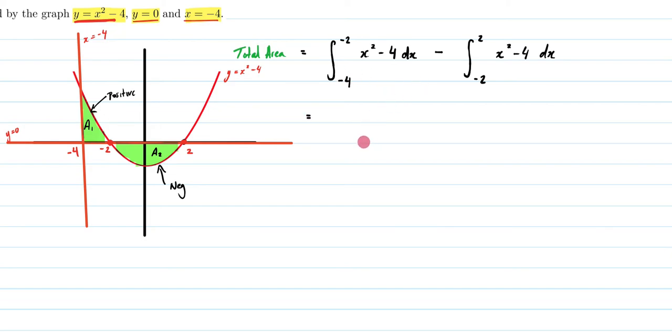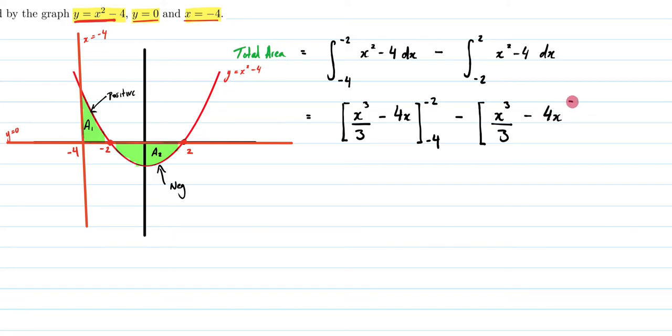Okay, so once we're in this form right here, we're going to anti-differentiate that, which means I'm going to be left with x cubed over 3 minus 4x, put my square brackets, put in my terminals like that. Then I'm going to subtract, I'm going to anti-differentiate this, which is going to be the same thing, minus 4x. But my terminals are going to be different. They're going to be 2 and negative 2. The next thing that I'm going to do is sub in these things right here.